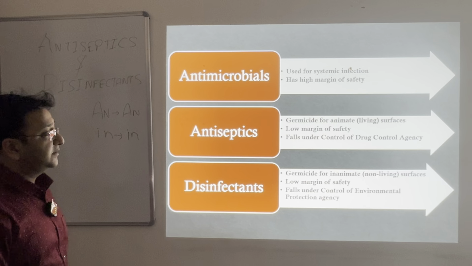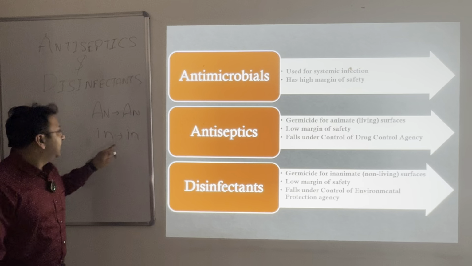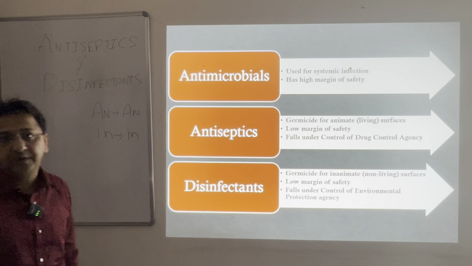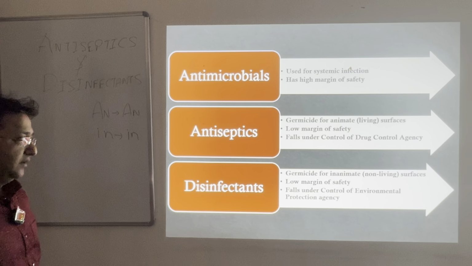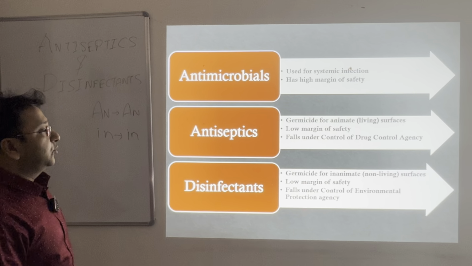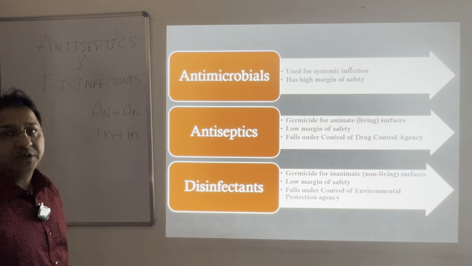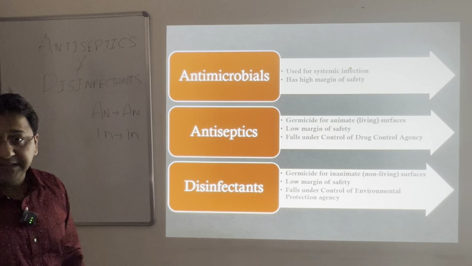So, disinfectants are used for non-living surfaces, antiseptics are used for the animate, and disinfectants are used for the inanimate. Both have a low margin of safety. That is why they are used topically, not systemically. Disinfectant falls under the control of the Environmental Protection Agency, EPA, and antiseptic falls under the drug control agency.